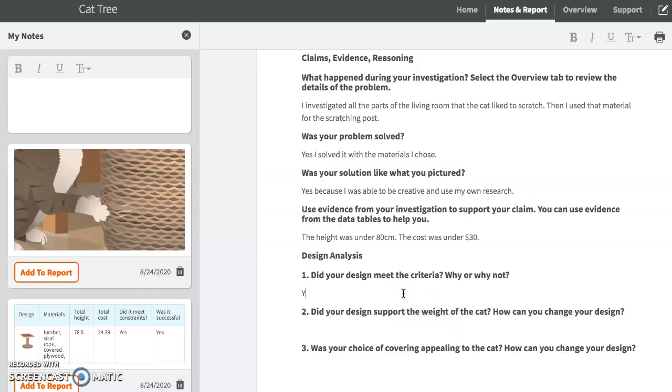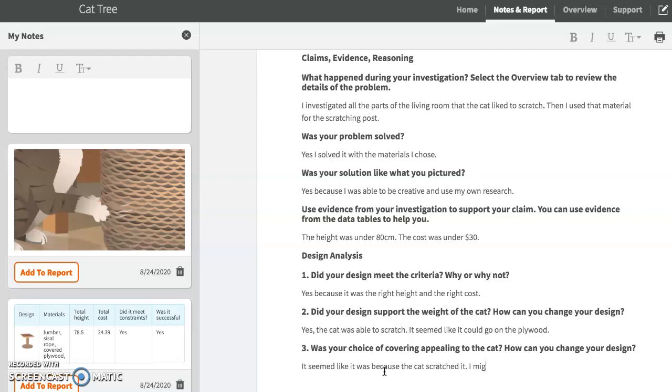Did your design meet the criteria? Yes, because it was the right height and the right cost. Did your design support the weight of the cat? Yes. The cat was able to scratch. It seemed like it could go on the plywood. Was your choice of covering appealing to the cat? It seemed like it was because the cat scratched it.